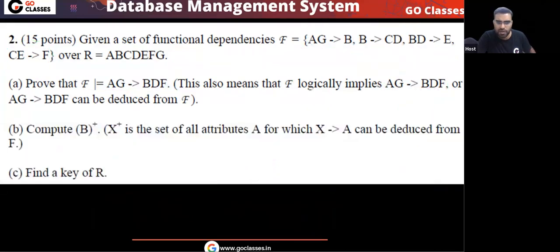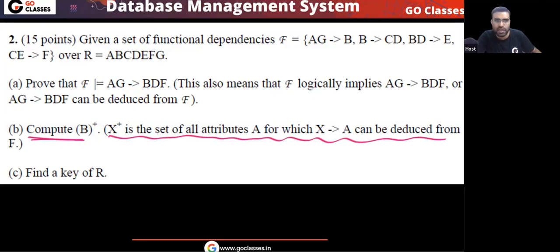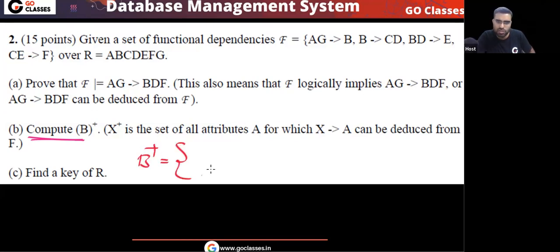Now tell me about part 2. What is part 2? Compute B plus, compute the closure of B. This is the set of all attributes which you can derive from B. So from B, you can derive B because of reflexivity, a trivial functional dependency. B can derive CD also. So you got CD also.